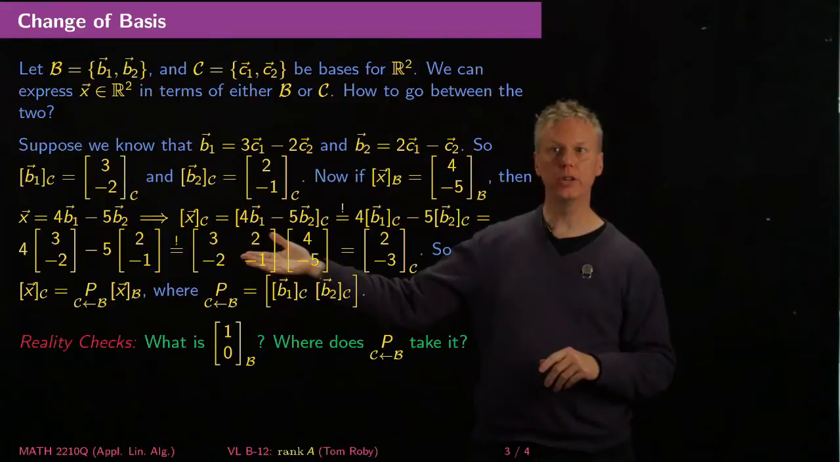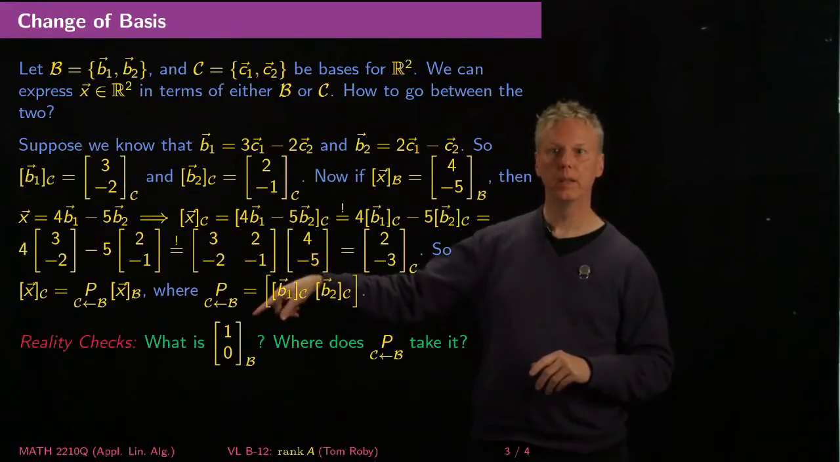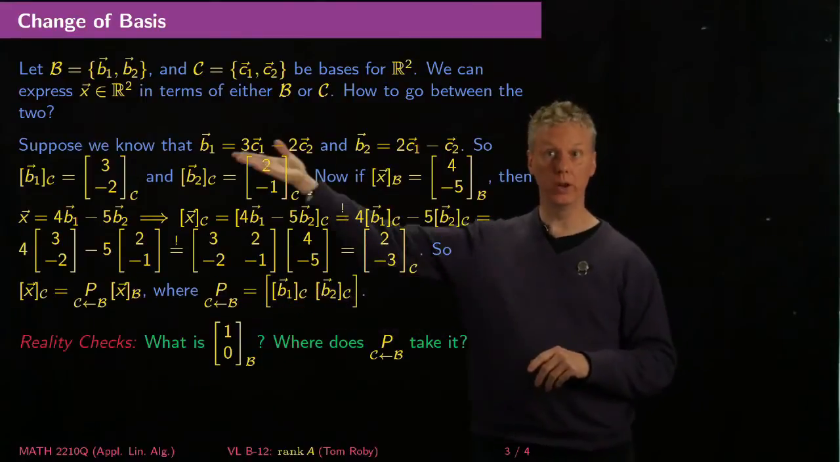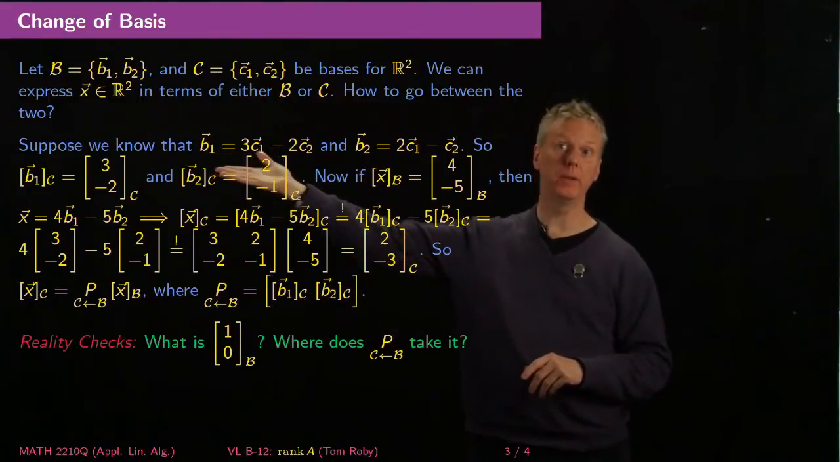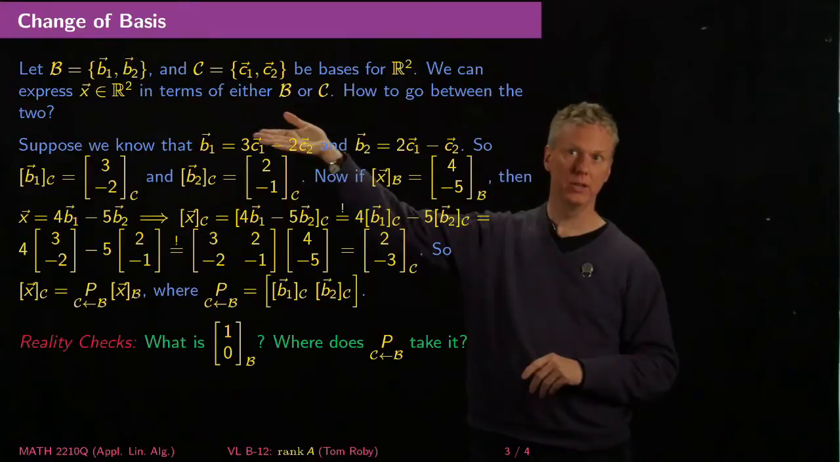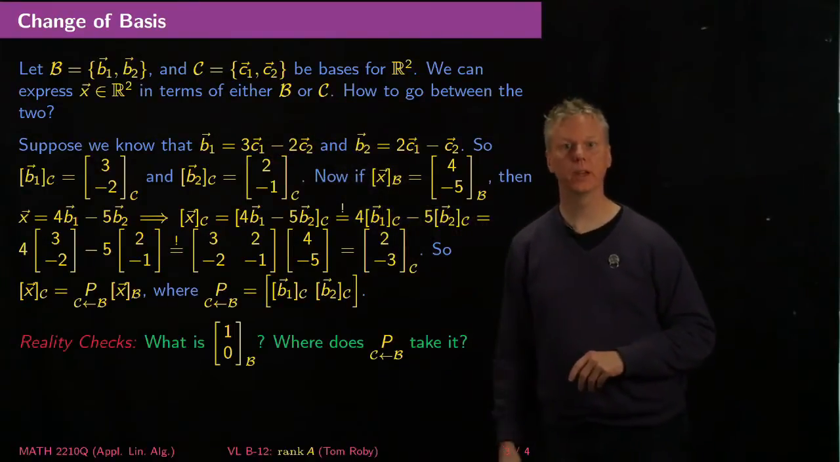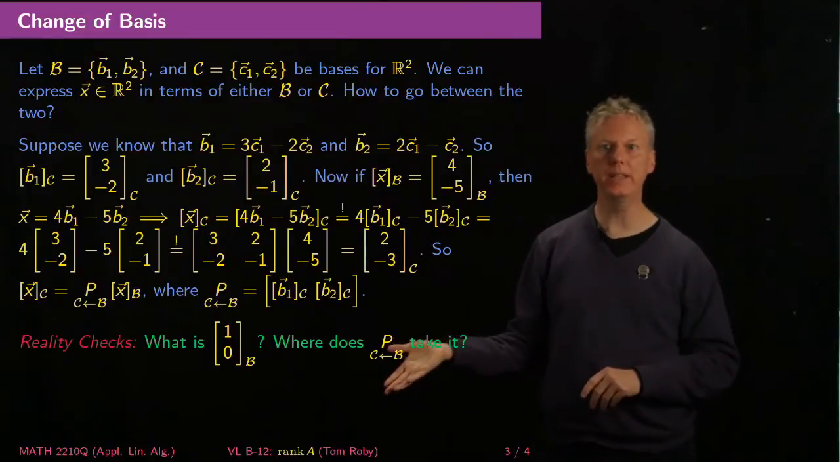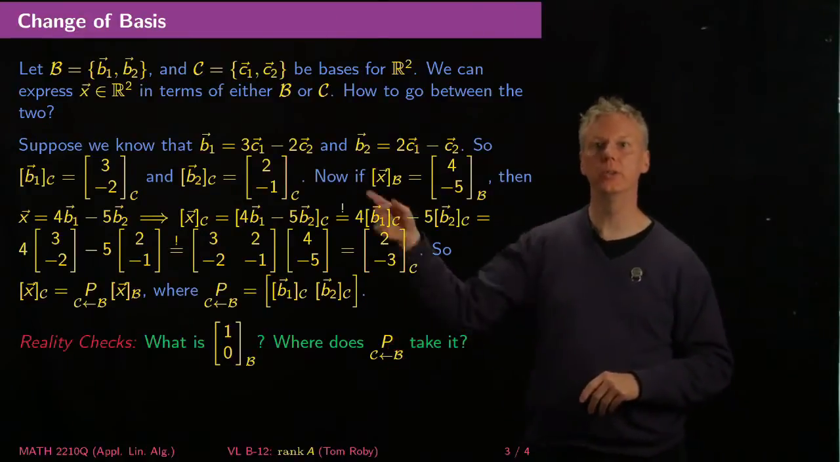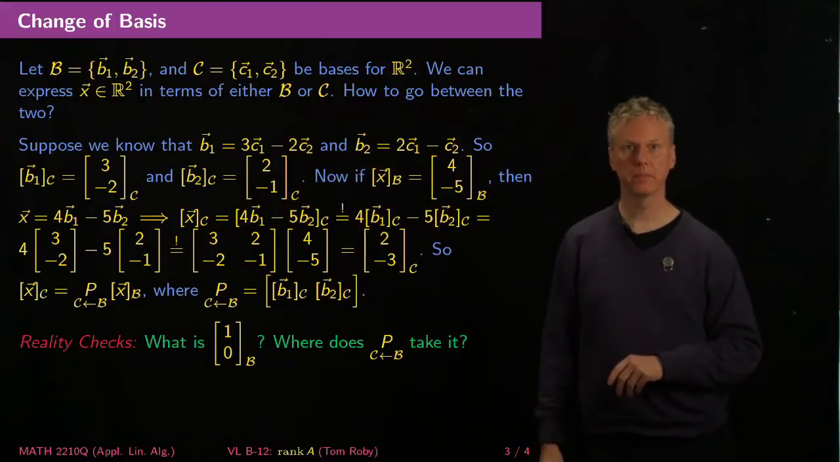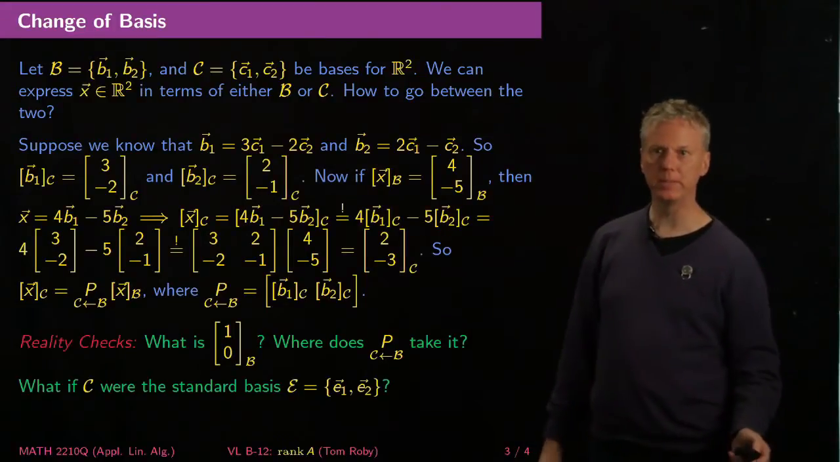Because (1, 0) just means 1 copy of B1. And 1 copy of B1 is the same thing as 3 copies of C1 minus 2 copies of C2. Okay? And so where B goes to C takes it is exactly to the expression of B1 in terms of the C basis. Okay, so I hope that made some sense.